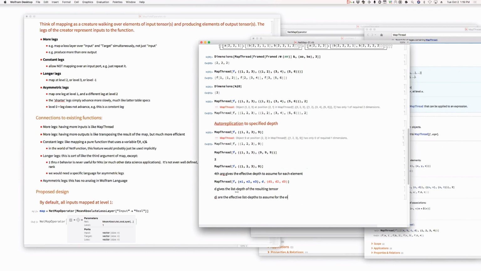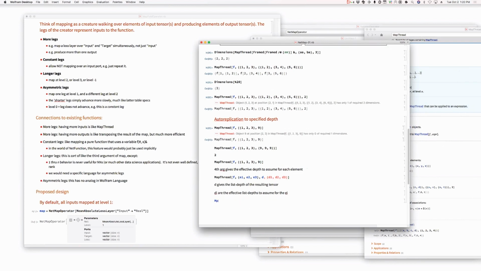Okay, so to be specific here, what I'm saying is the effective list depth could be 0, in which case it's just pure replication, right? So for example, if I said map thread, so in your example here, this would be... I have a very specific claim that I'm going to make right away, and I might turn out to be wrong, which is D equals max of the DI, always, and has to be.